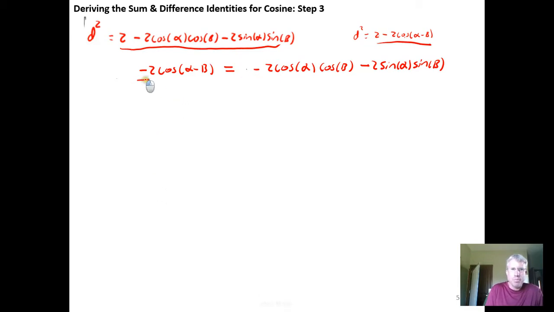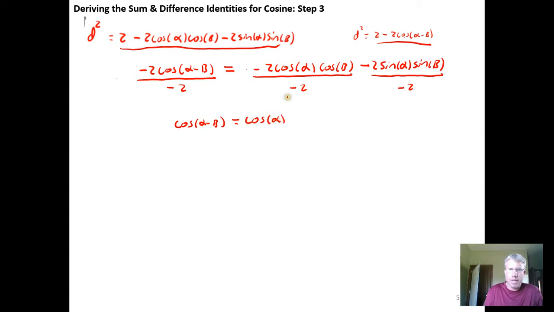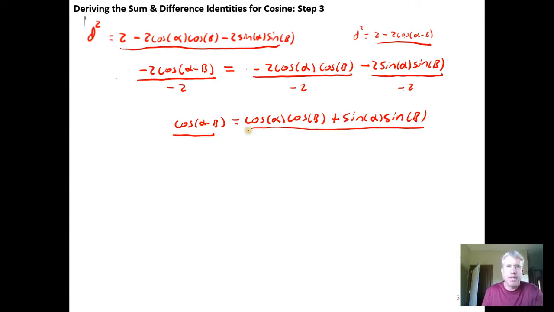And then we could divide both sides by negative 2 to get the cosine of alpha minus beta by itself. So divide everything on both sides by negative 2, which is going to leave us with cosine of alpha minus beta equaling negative 2 divided by negative 2 is 1. So we just get 1 cosine alpha cosine beta, minus divided by minus is a plus, and the 2's are going to become a 1, so we're just going to get a sine alpha sine beta. And there's the difference identity for the cosine function that says the cosine of the difference between alpha and beta is the same as this other stuff. They look different, but they mean the same thing.